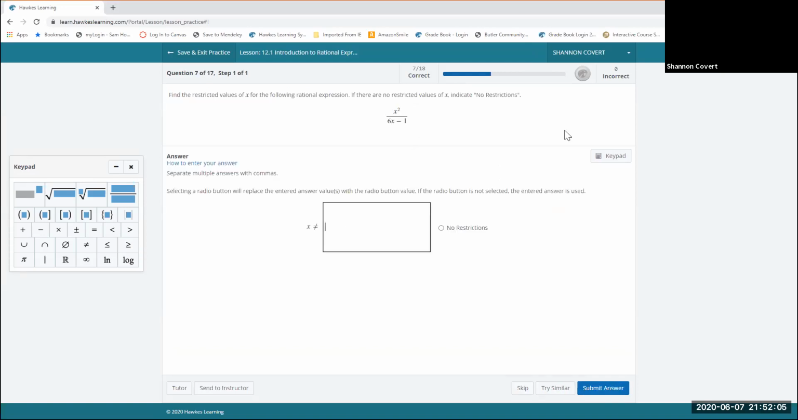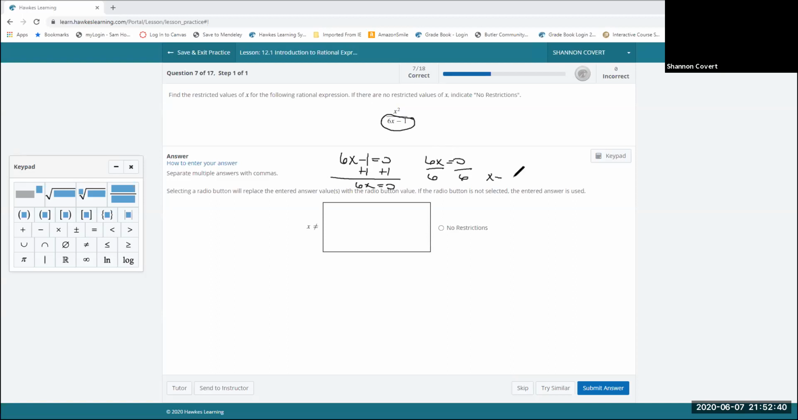This problem is asking for us to find the restrictions again. Find the restricted values for x. So I only need to focus on the denominator. My problem is x squared over 6x minus 1. But for restrictions, just focus on the denominator. 6x minus 1 equals 0. I'm going to solve for x, so I'm going to add 1 to both sides. That leaves me with 6x equals 0. Then I'm going to divide both sides by 6.